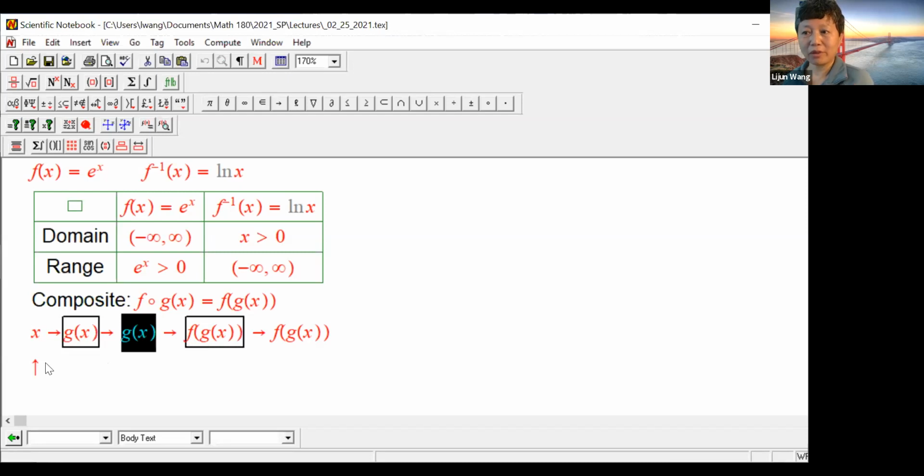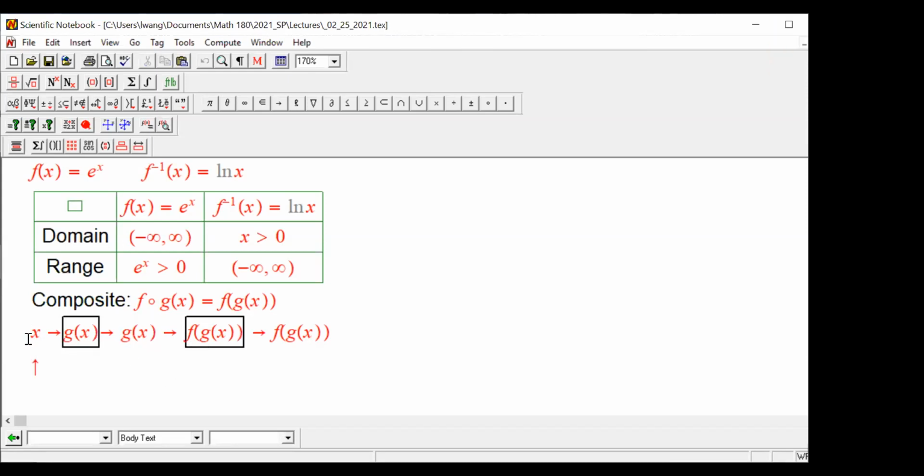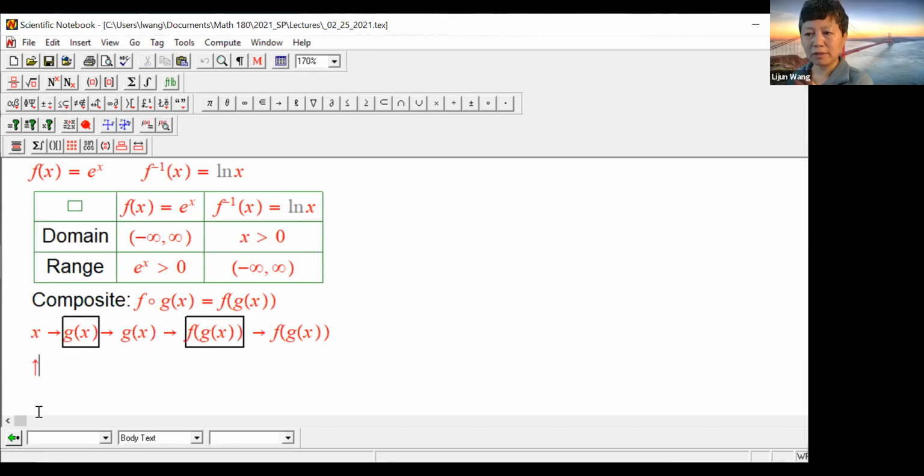So not only do you have to think of the rules applied this way, you also have to think of the domain and range implications. Everything has to fit perfectly. Every step of the way. So this input is from the domain of G.